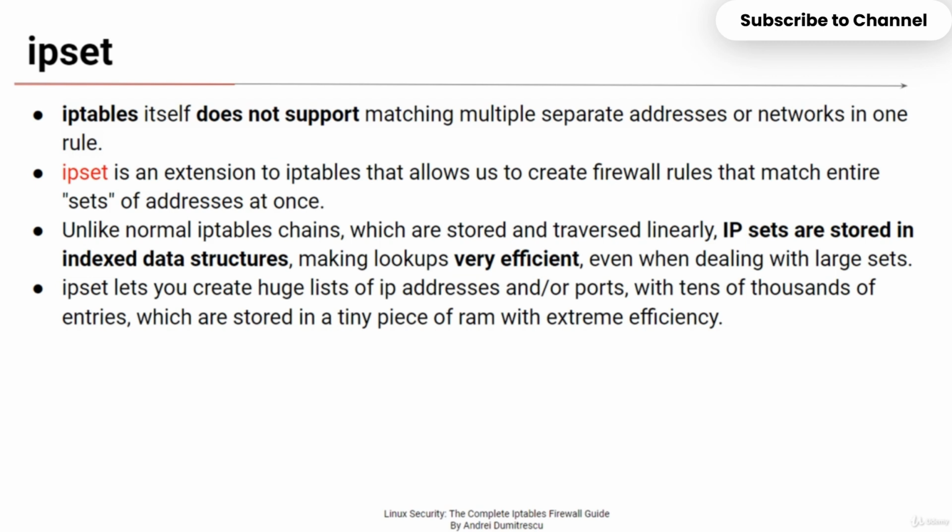It lets you create huge lists of IP addresses and ports with tens of thousands of entries, which are stored in a tiny piece of RAM with extreme efficiency. In your IPtables rules, you can then simply refer to the lists by name, and the entire list is checked with remarkable speed and in a single IPtables rule.